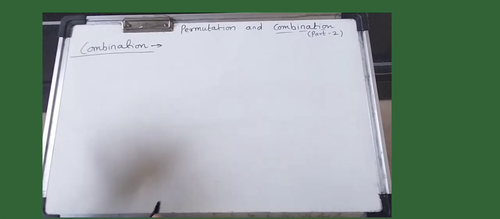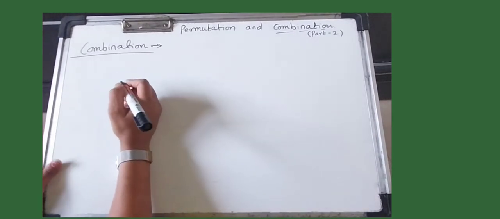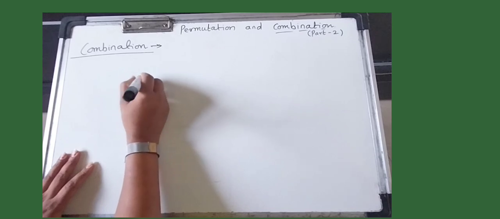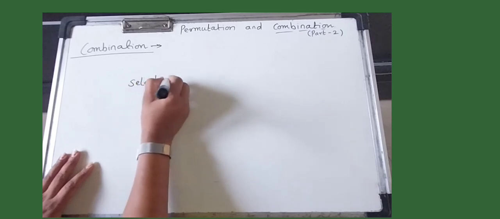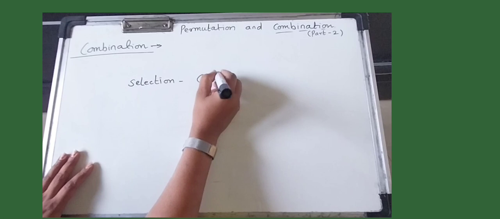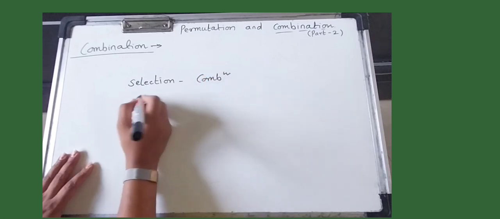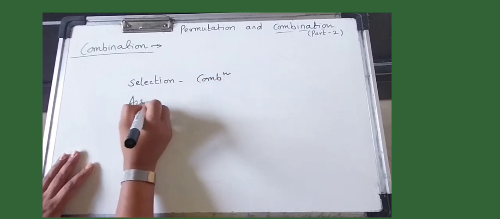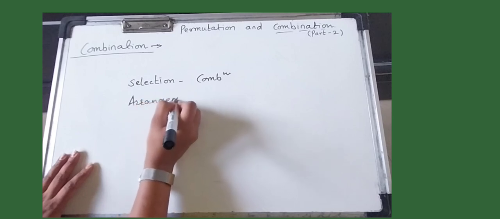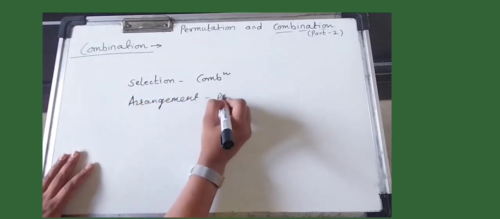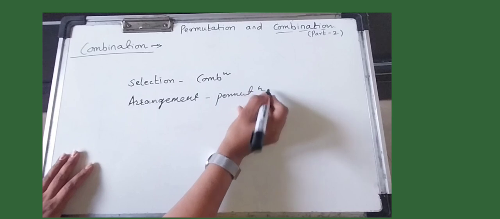In the previous session I already told you, remember the word selection. If they give selection, use combination. I use a shortcut here. If they give arrangement, use permutation. Clear?